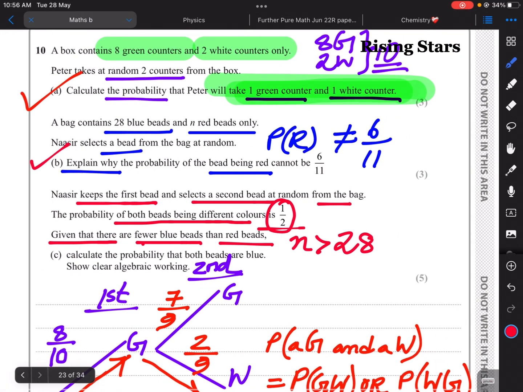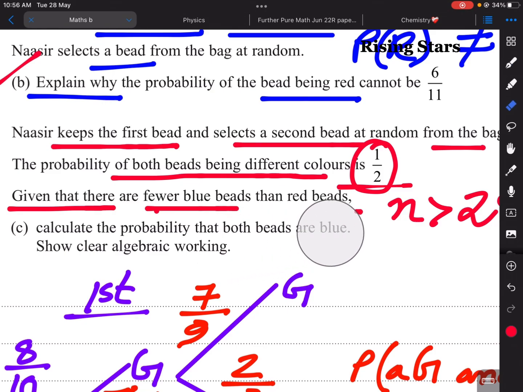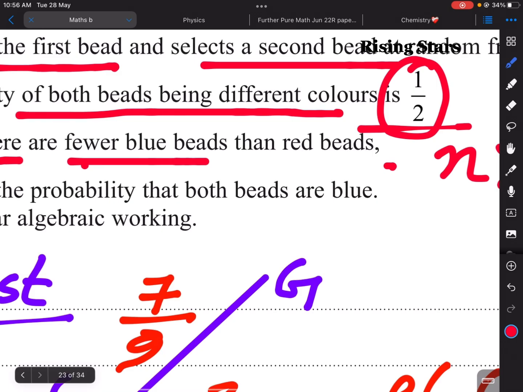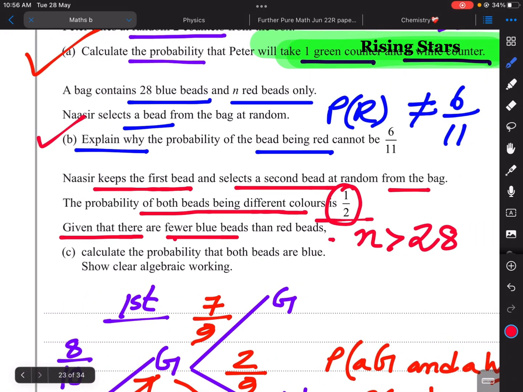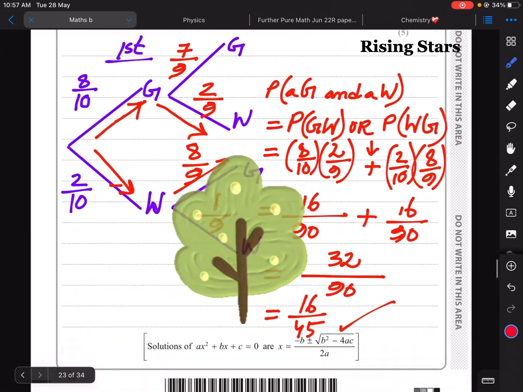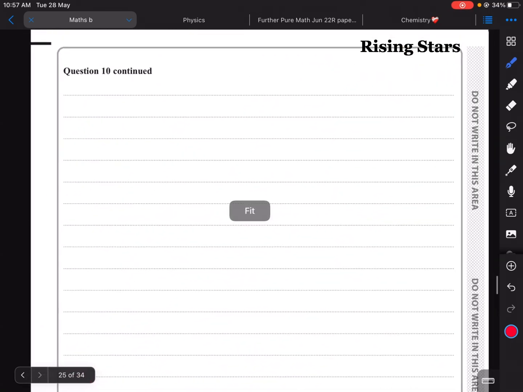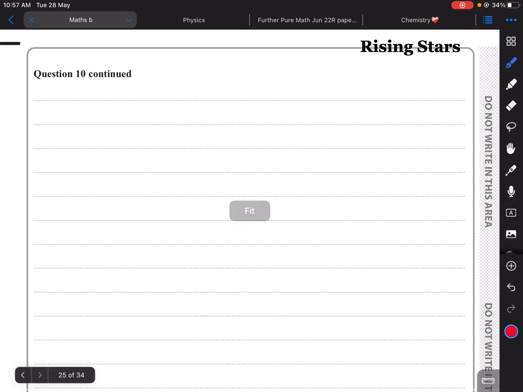Calculate the probability that both bits are blue, show clear algebraic working. So the question asks for the probability that both bits are blue. We again have to draw a tree diagram, because it is the same kind of working, but we just have to change the numbers a bit.